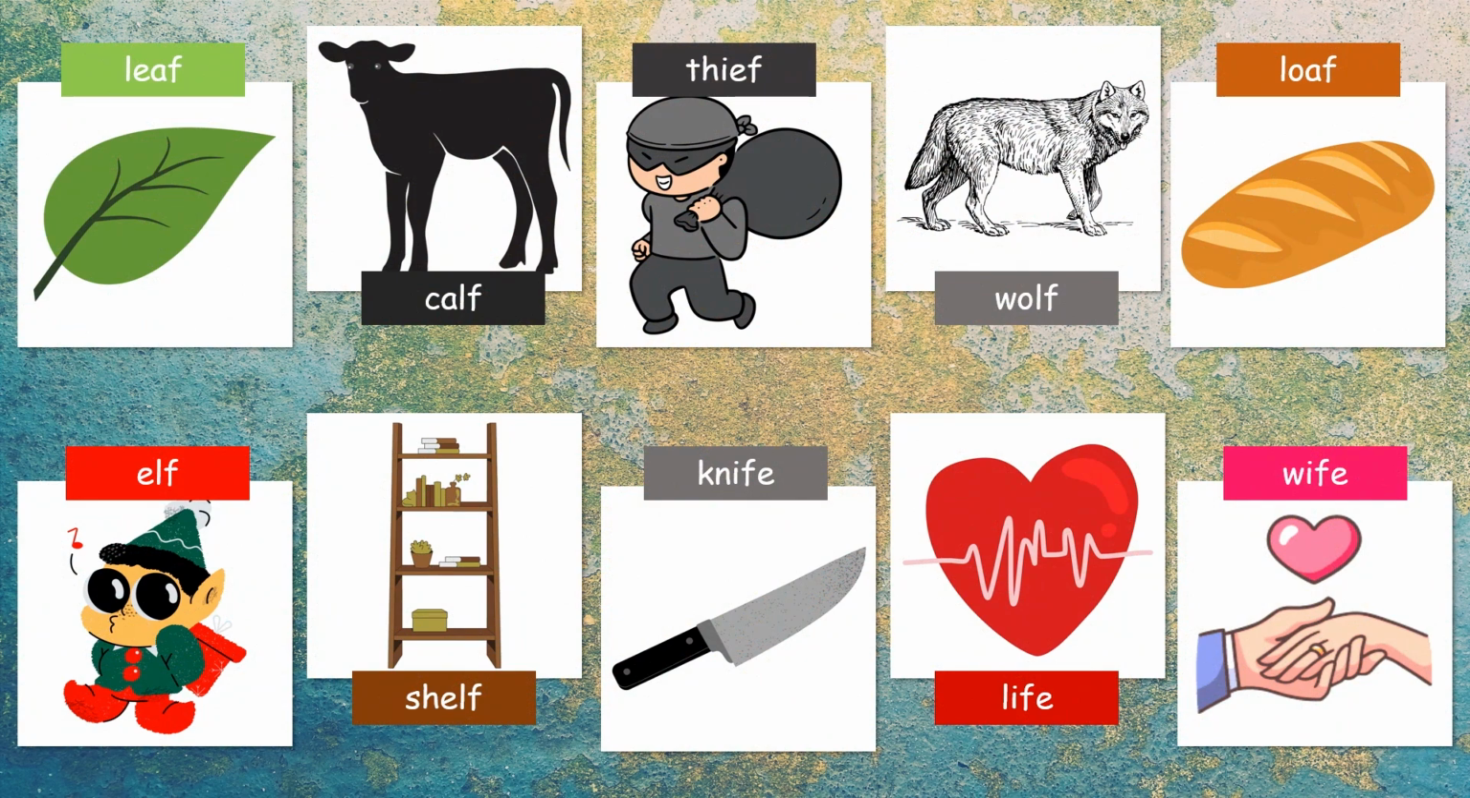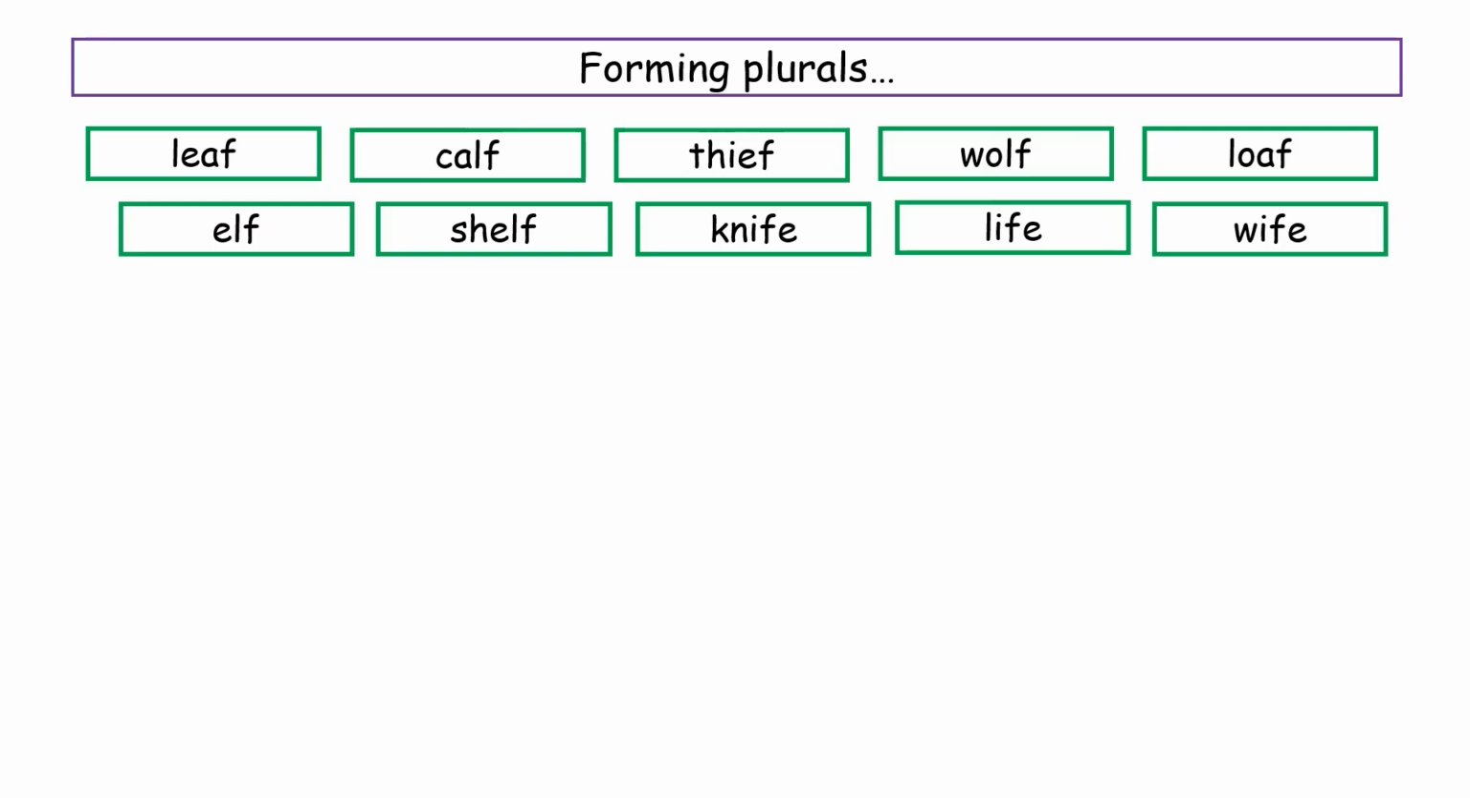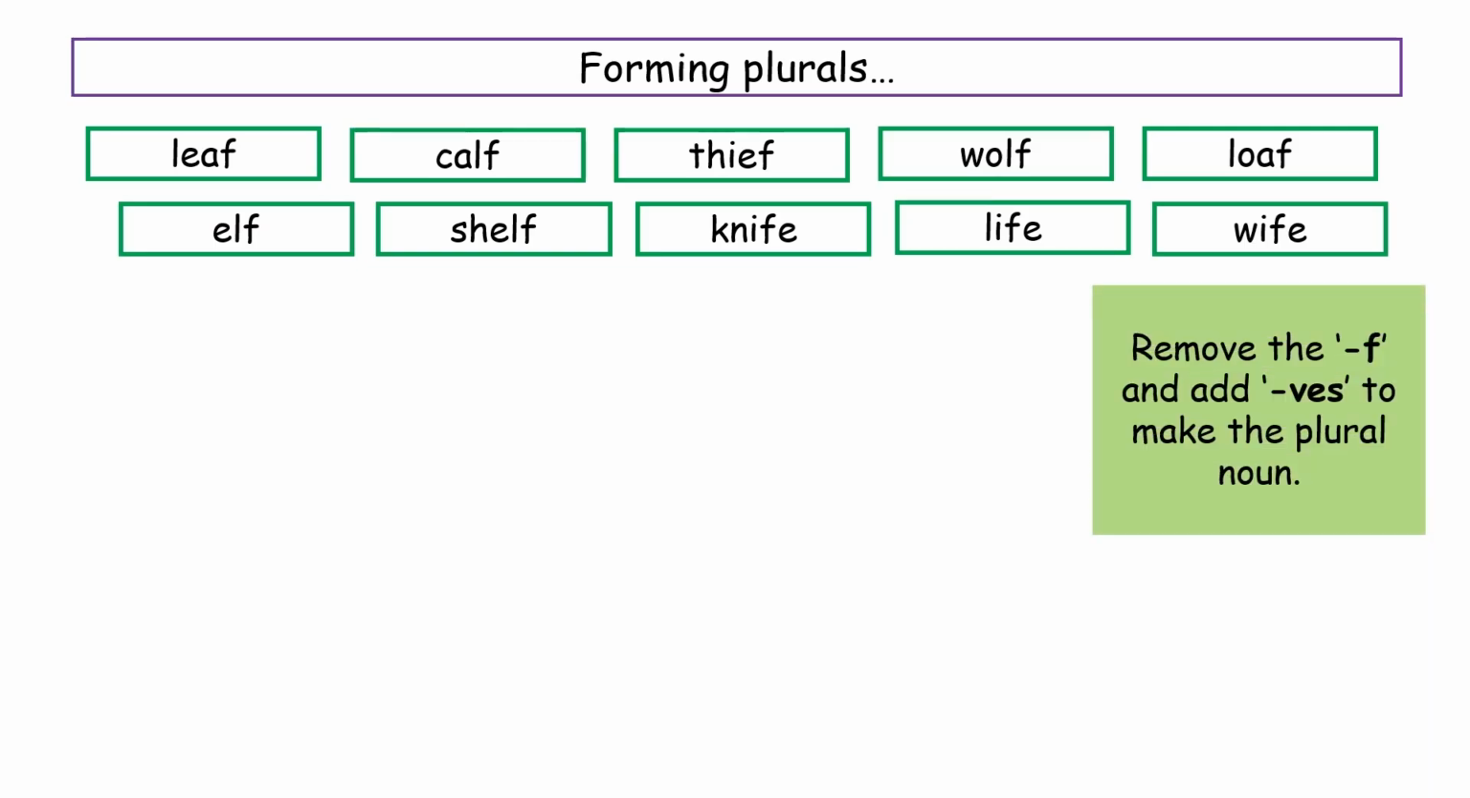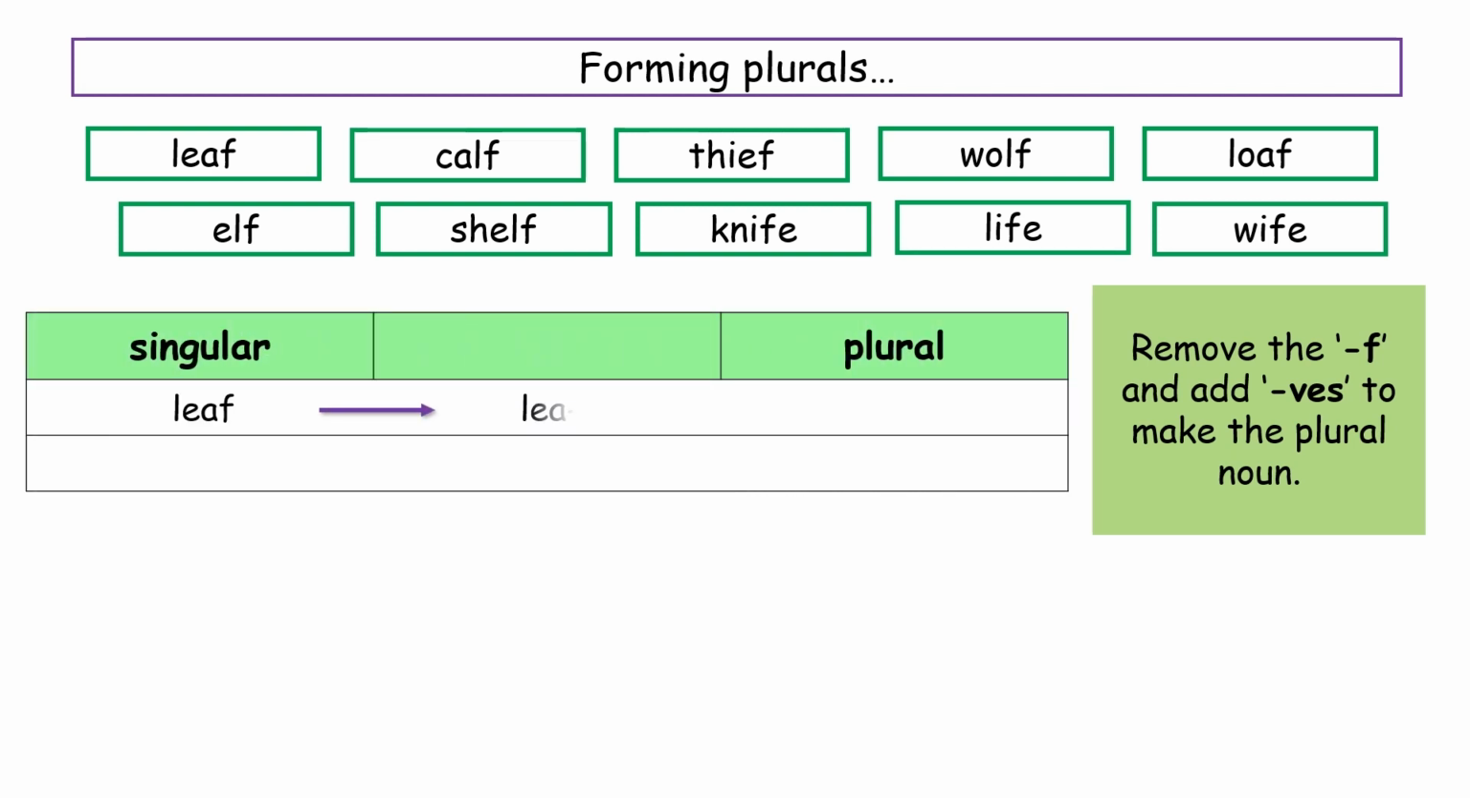In this section, we will look at nouns that end in the letter F and FE, and we will form their plurals. We have given you 10 nouns. These are leaf, calf, thief, wolf, loaf, elf, shelf, knife, life, and wife. For nouns that end in the letter F, the first 7 nouns, you remove the F at the end of the singular and add VES to form the plural. That way, leaf becomes leaves, calf becomes calves to show plurality.